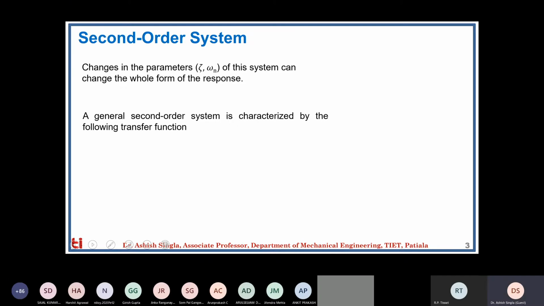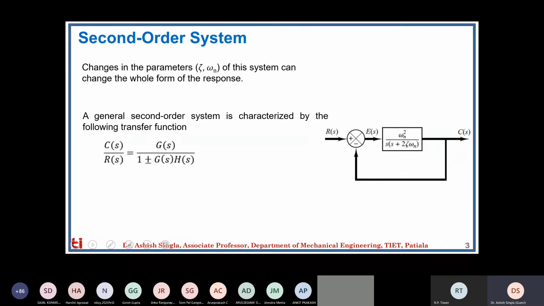Any general system is characterized by the following transfer function, where this is called GS, the transfer function of the forward path, and HS is equal to 1. This is called the transfer function of the closed path. If we solve it using block diagram reduction as given in this formula, we should come to this result, which is the standard representation of the transfer function. Transfer function means that we are interested in the output to input ratio. So that is equal to omega n square upon s square plus 2 zeta omega n s plus omega n square, in terms of these two parameters.